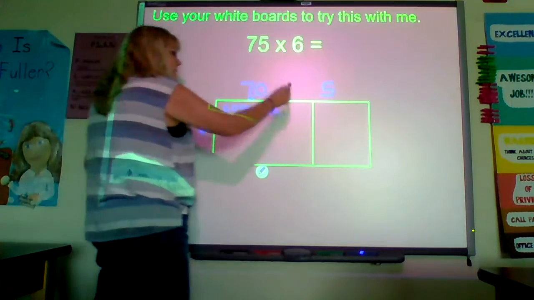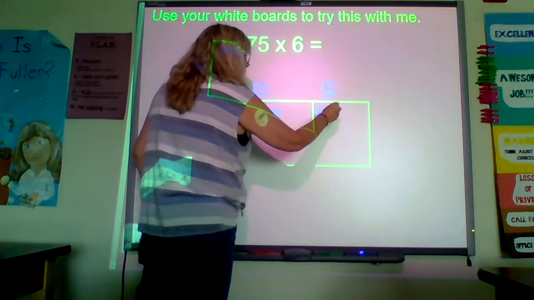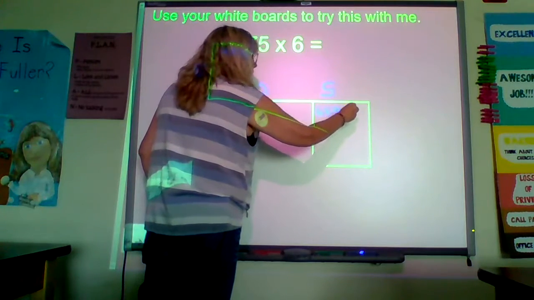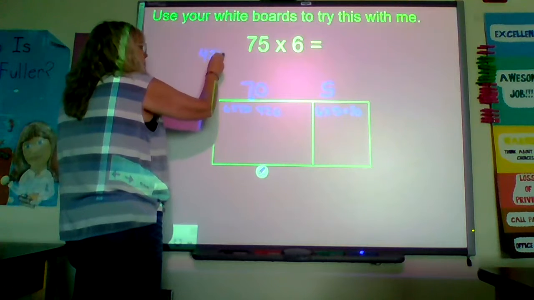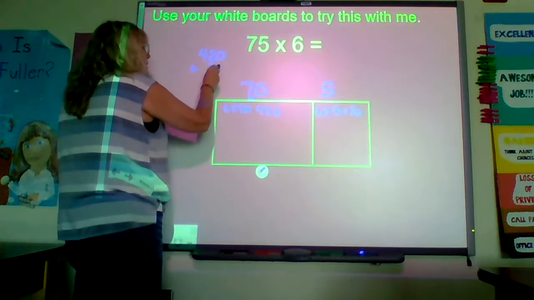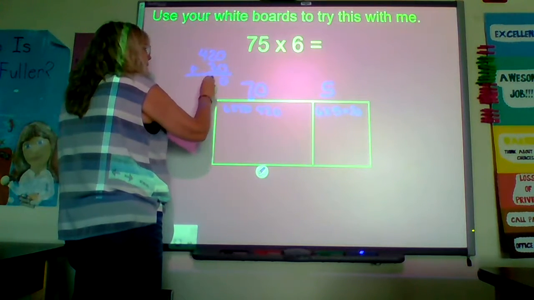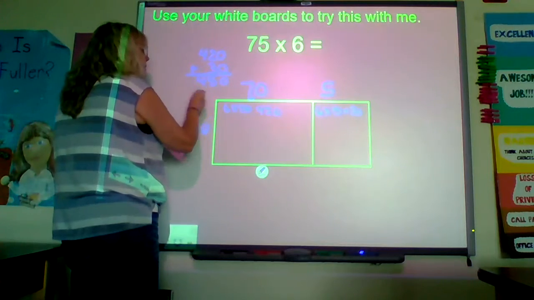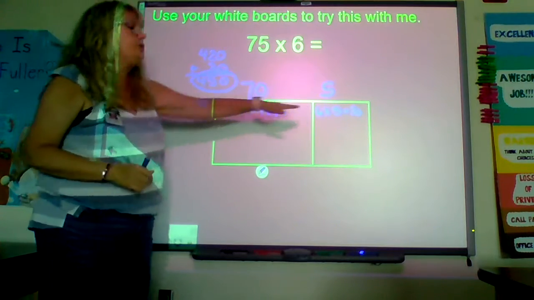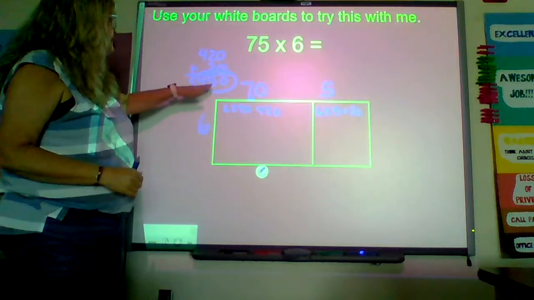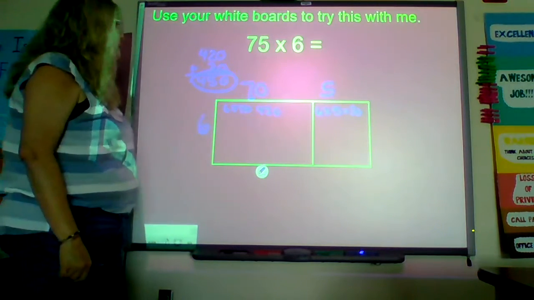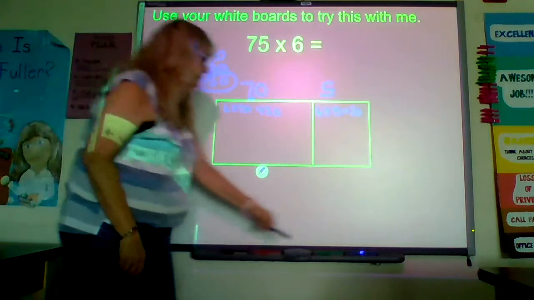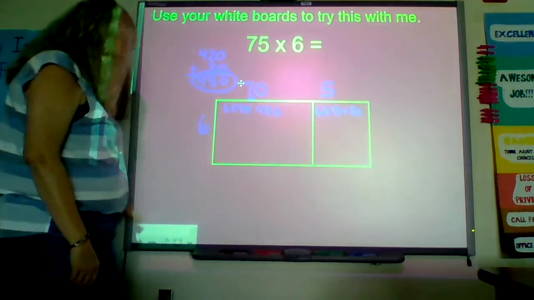And then 6 times 5 equals 30. Now, if I take 420 plus 30, and I add them together, the answer to these two partial products is 450, so the answer to this algorithm should be 450. Let's move on.